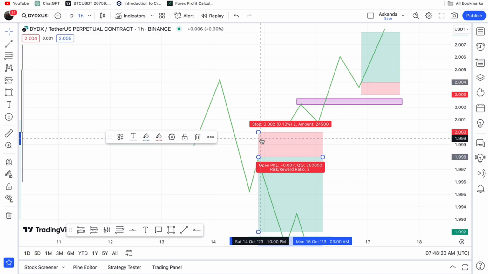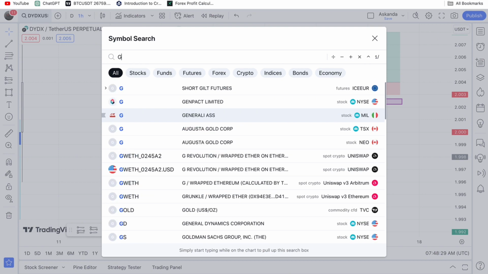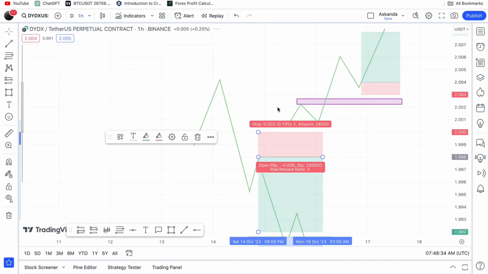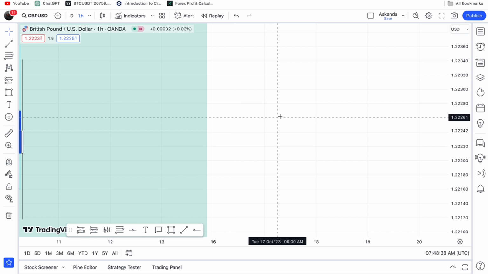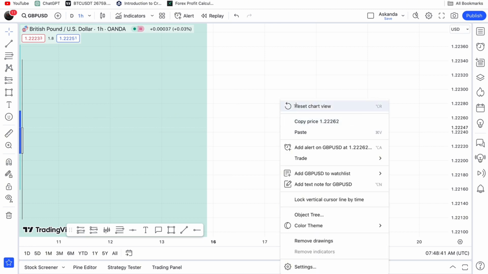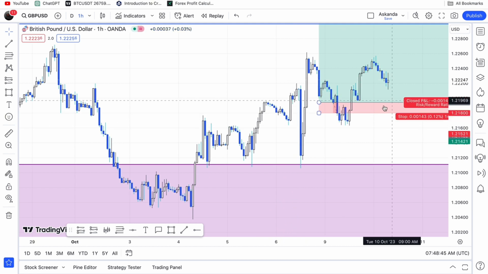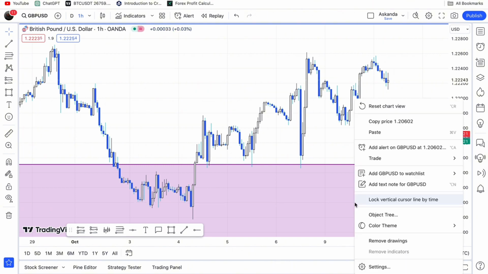So if you are going to trade, first of all, you identify the trend. So let's go and check for, let's say, maybe one of the forex pairs. So we can go for GBP USD. Okay, so we can go for GBP USD right now. So if we click reset charts, this is the current market condition of GBP USD. Let me just remove these trend lines.